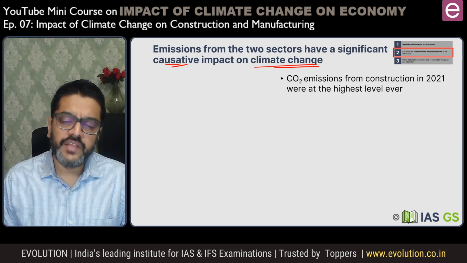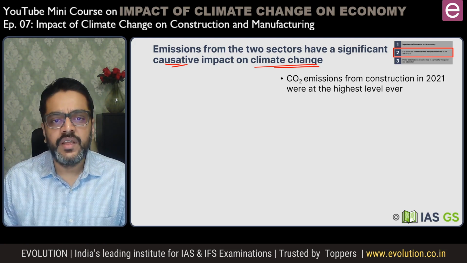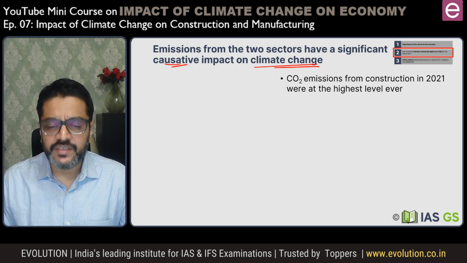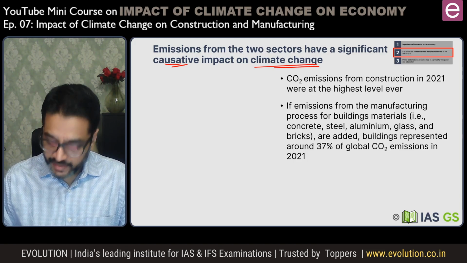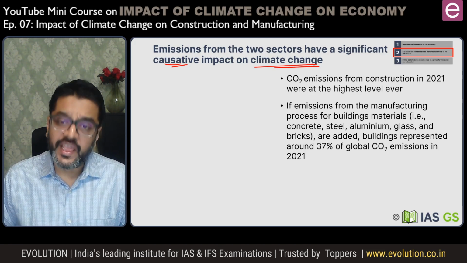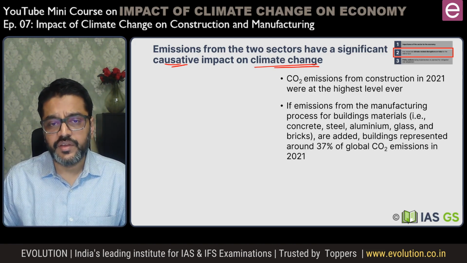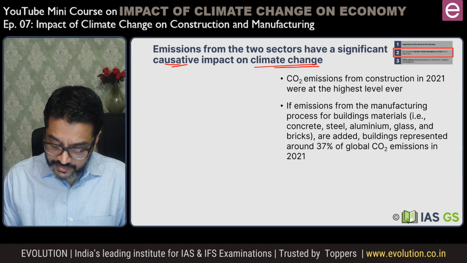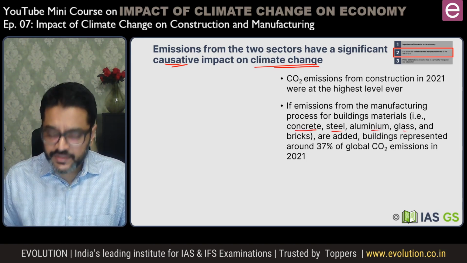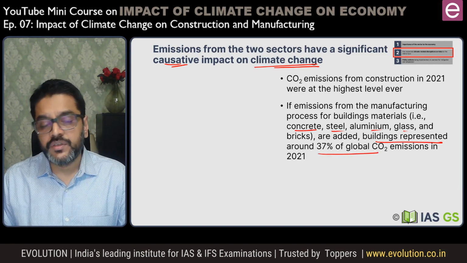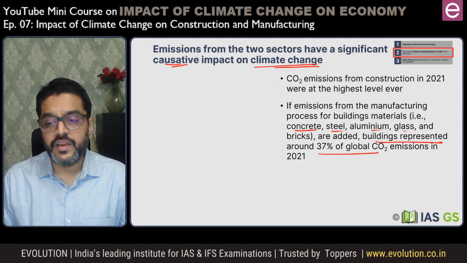But after the economy reopened, what has happened is that emissions have increased at a very rapid rate, and in 2021 emissions were at the highest level ever, right? And basically, if we add the emissions created when these building materials such as concrete, steel, aluminum, glass, etc. are manufactured, then building represented around 37% of the total emissions of the world in 2021.